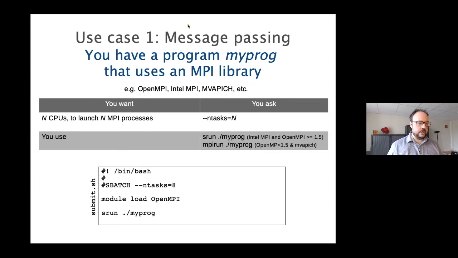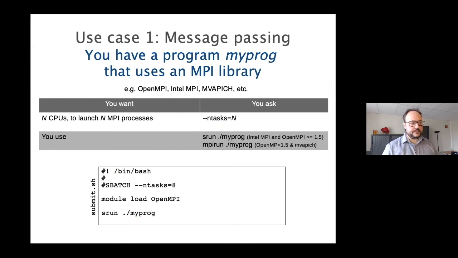So typically, the minimalist submission script looks like this. You have the shebang, you have the request for the number of tasks, maybe some OpenMPI module that you need to load if you want to choose the OpenMPI version or the flavor of MPI. And then you run srun myprog. So if myprog is a correctly compiled MPI program, myprog will be run 8 times on all the CPUs that were allocated for your job.